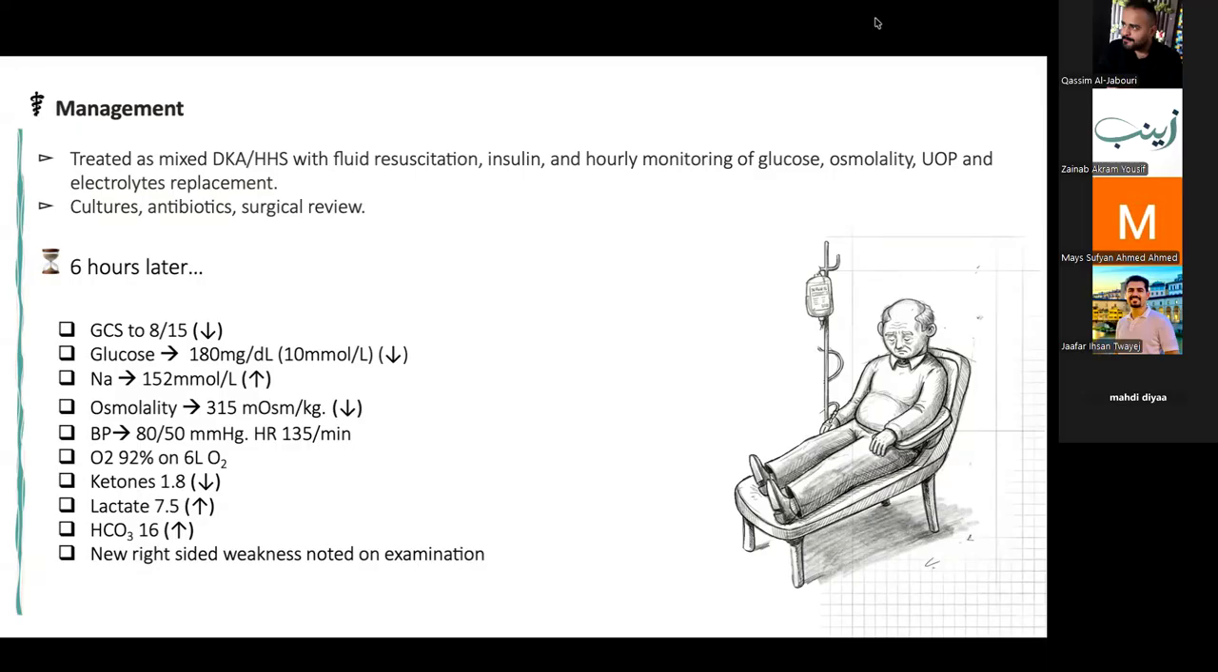and his GCS worsened, his oxygen worsened, and his hemodynamic stability got worse. And now we have a new right-sided weakness, which wasn't present on the initial assessment. Does Mace want to continue, or anyone else can chip in and tell me what's happening here? I can continue. Yeah, thank you.